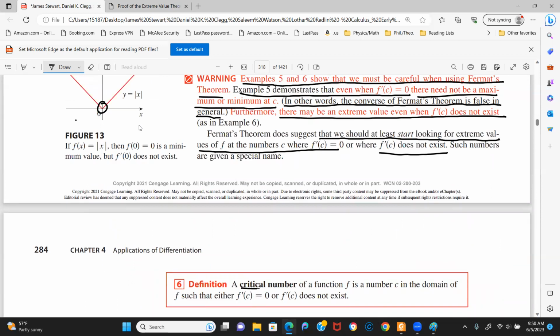We're going to say a critical number of a function f is a number c in the domain of the function f such that either the derivative is 0 or the derivative does not exist at that point. And this is where you could have a minimum or maximum, not guaranteed.